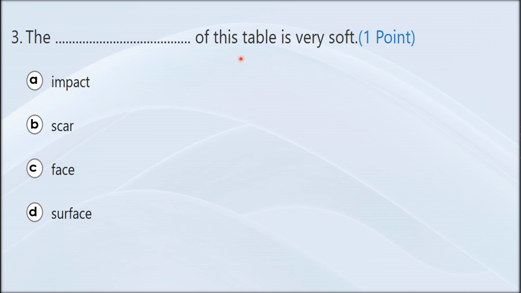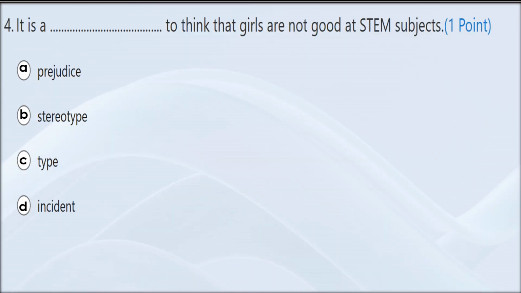The of this table is very soft. Impact, scar, face, surface. So choose the best answer. Number 4. It is to think that girls are not good at STEM subjects. It is a prejudice, stereotype, type, incident. Choose the right word.